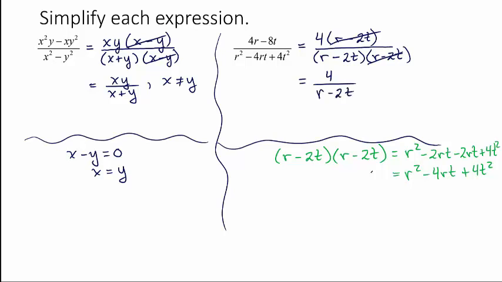Now, in terms of a domain restriction, because the r minus 2t is still listed in the denominator, we don't have any hidden domain restrictions. What we canceled out is no different than what's already there in terms of what makes the denominator 0. So we don't have to list any domain restriction there.